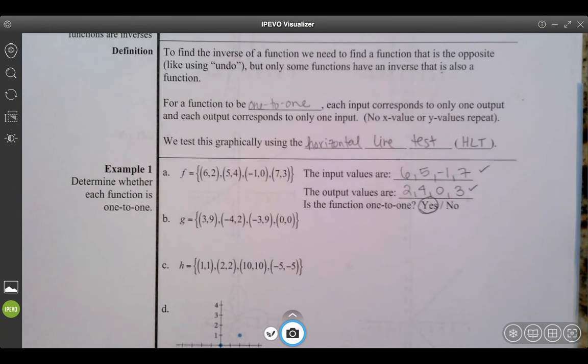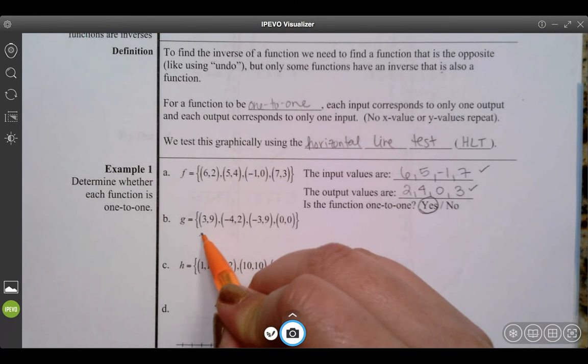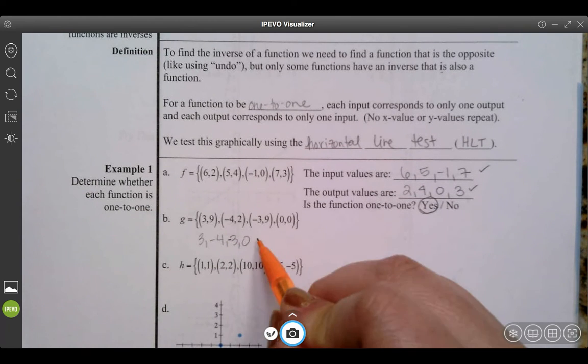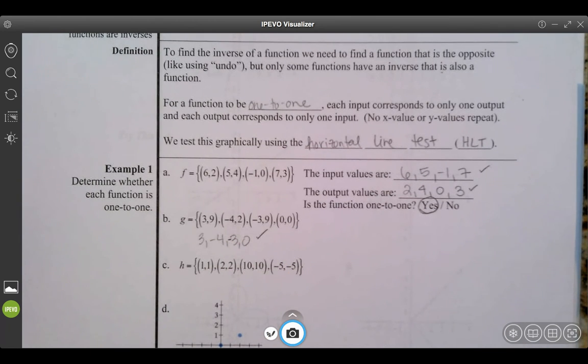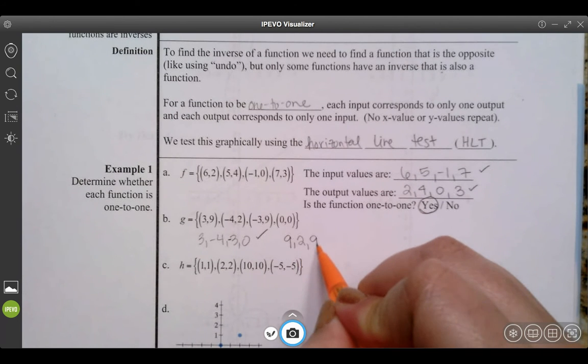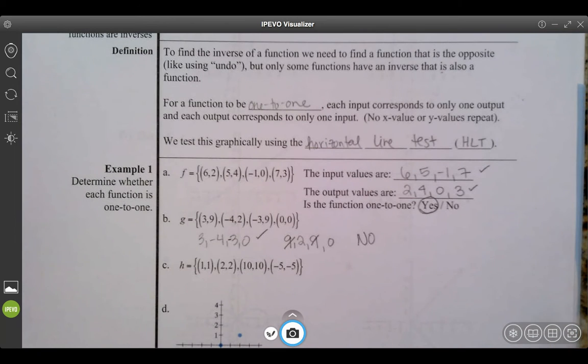Let's try another example. For G, we have again input values and output values, x's and y's. I'm going to check, do any of my x's repeat? 3, -4, -3, 0. None of those repeat. Then we'll check if the y values repeat. 9, 2, 9, 0. 9 repeats. So no, this is not one-to-one. It's not one-to-one because my y values repeated. And it doesn't matter if an x value is the same as a y value. We don't have that in this case.